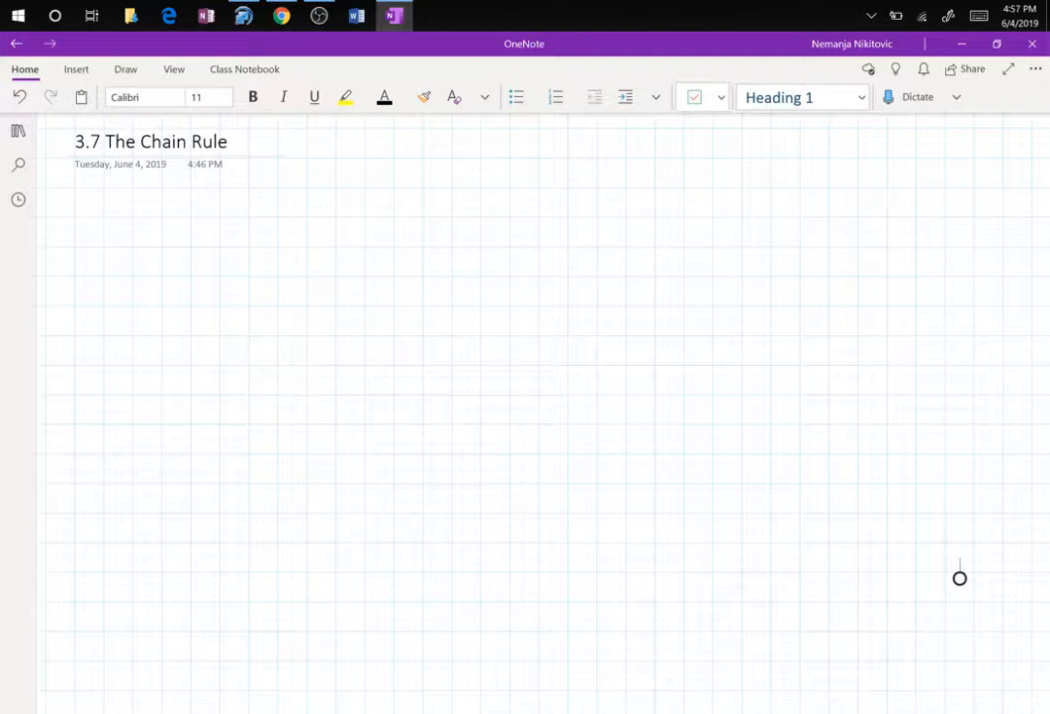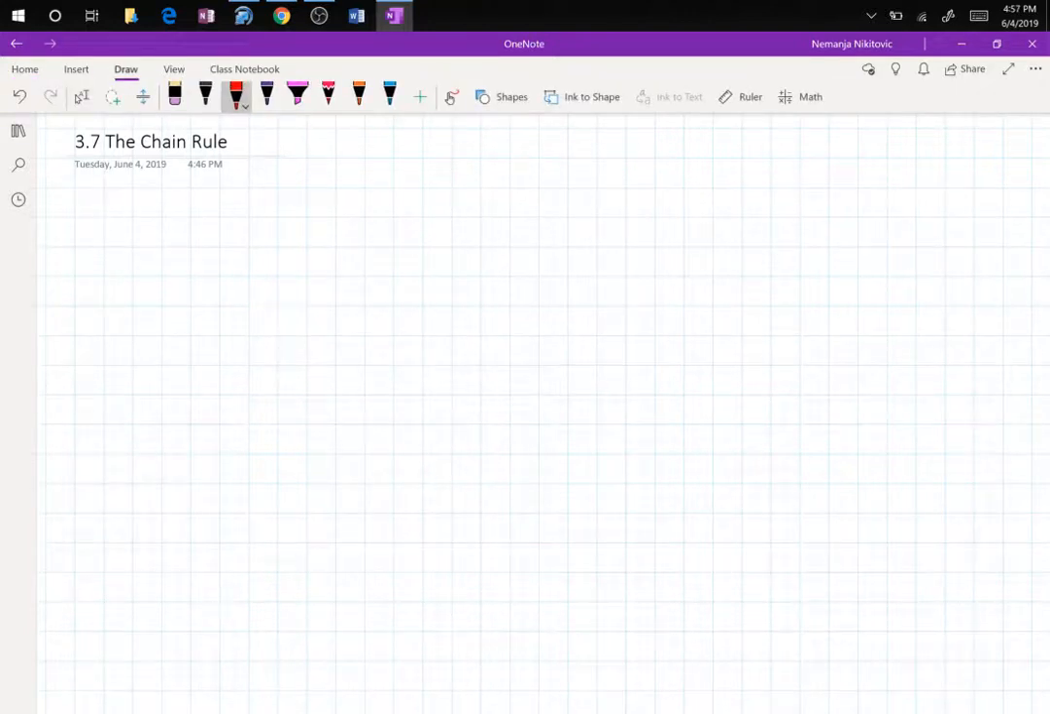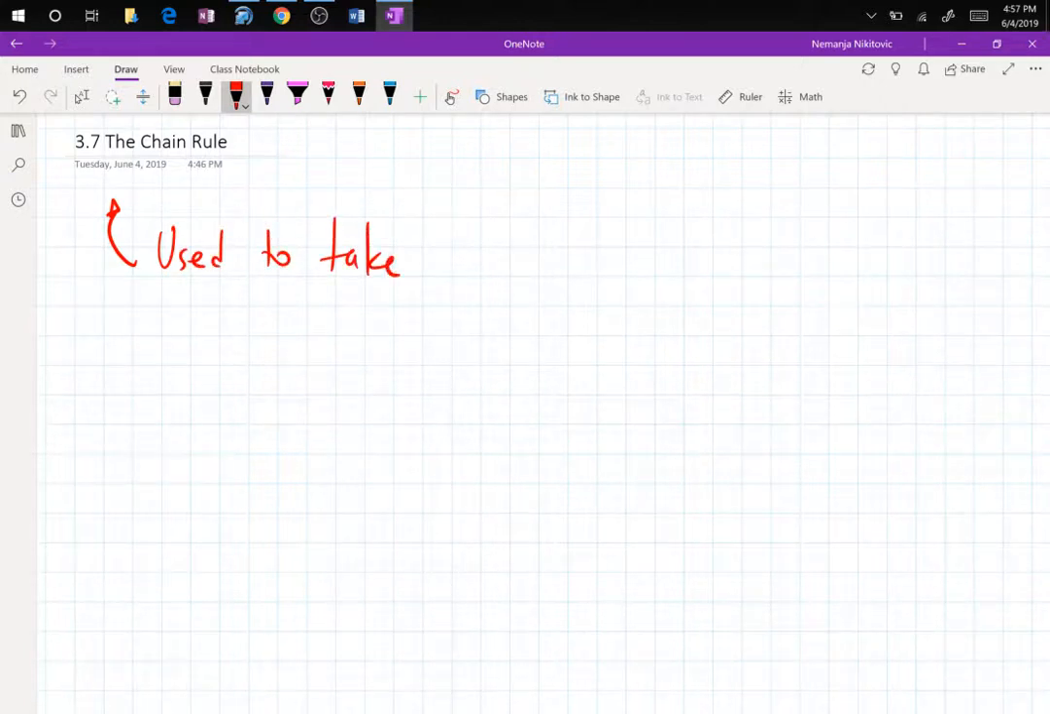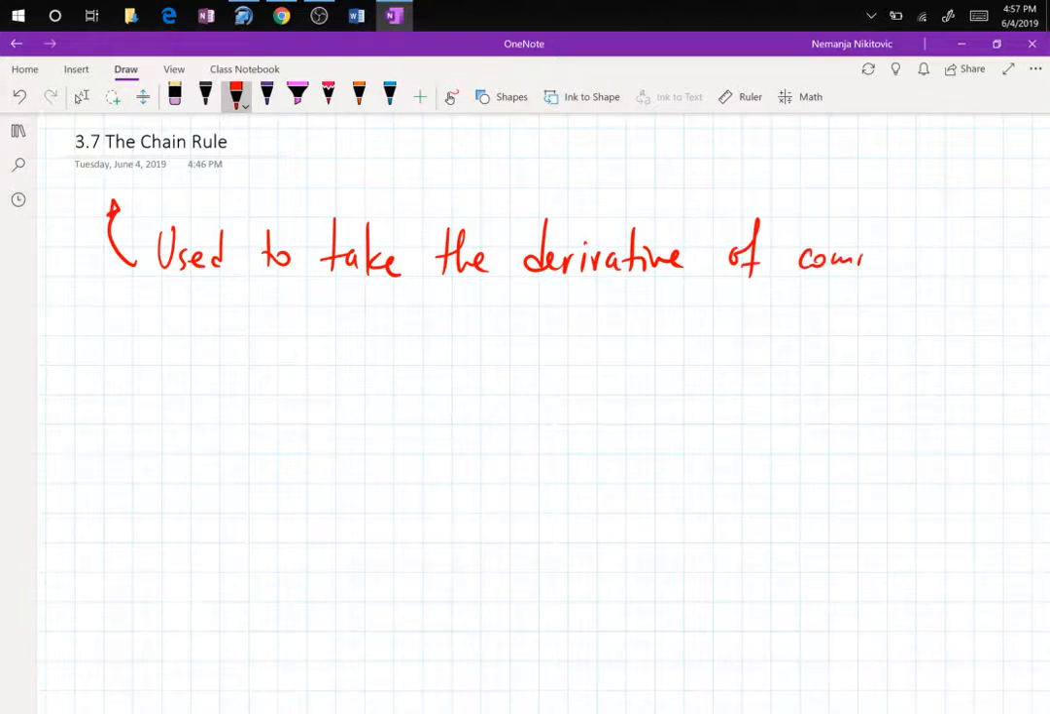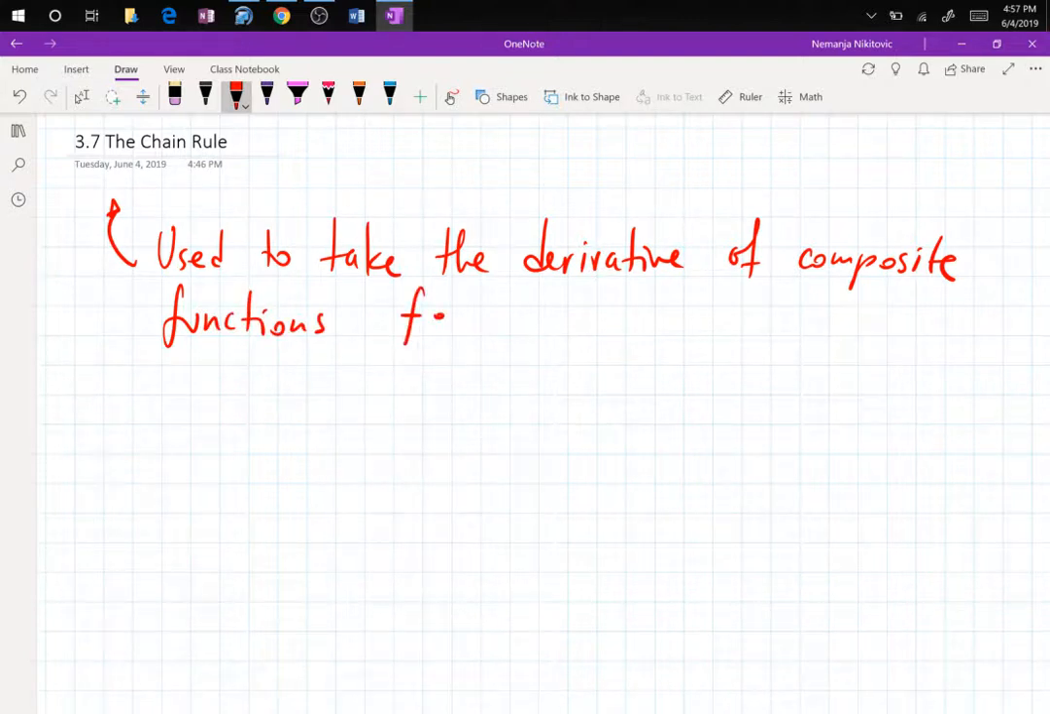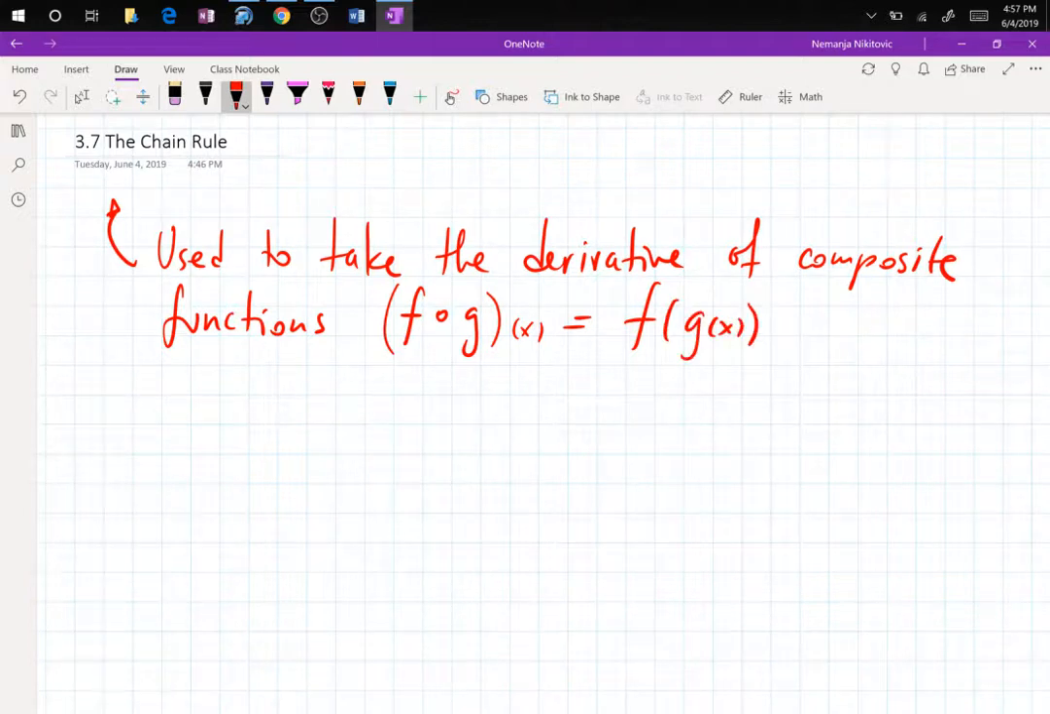So let me just write here first. Chain rule is used to take the derivative of composite functions, and you know this either as f composed with g of x, or you know it as f of g of x. So you know it in one of these two forms.